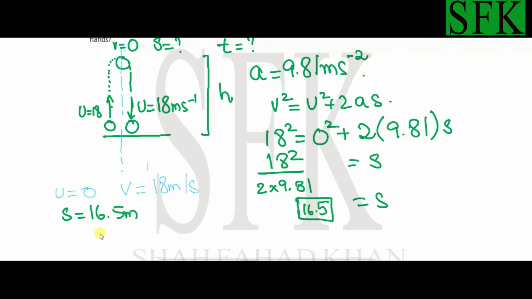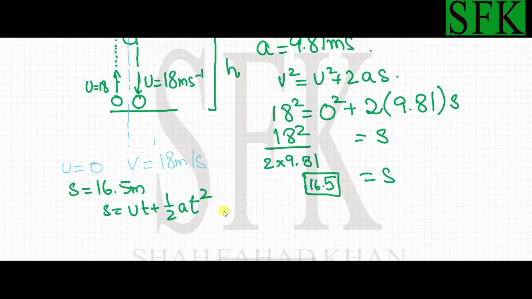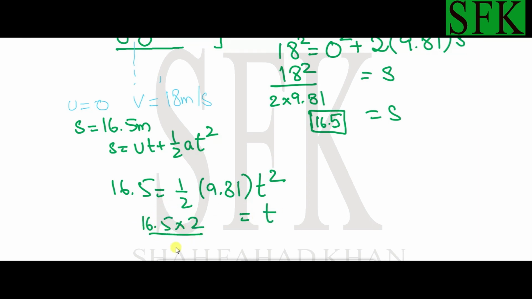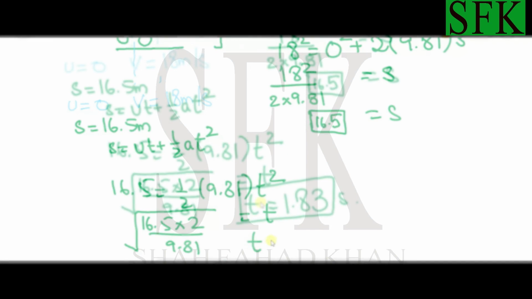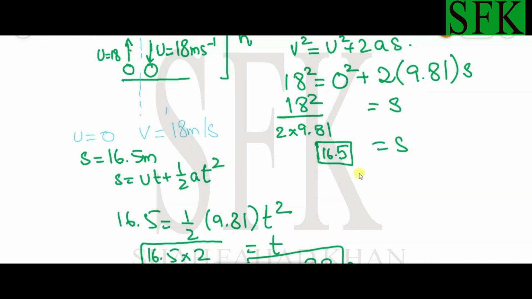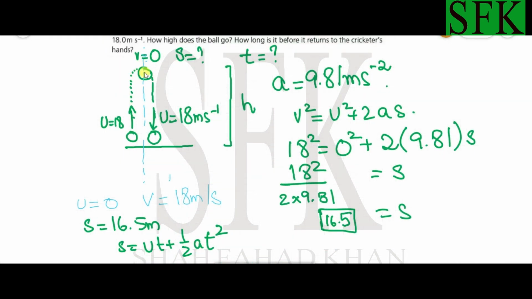Okay, we know the distance is 16.5. We can find the time by using the formula s is equal to ut plus half at squared. s is 16.5, u is 0, half times acceleration 9.81, and t squared, t is to be calculated. Rearrange this expression, multiply by 2 upon 9.81 and take the square root, you'll get the time. Here it is 1.83 seconds, and this time is for a single part of the journey, for the ball coming downwards from the maximum height.